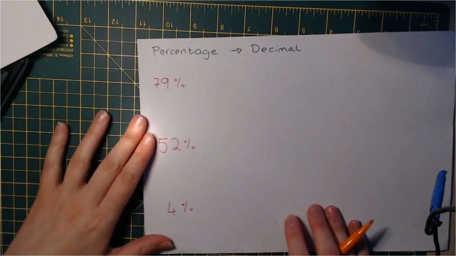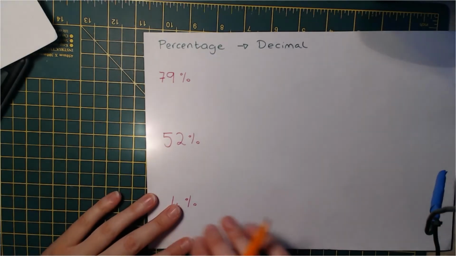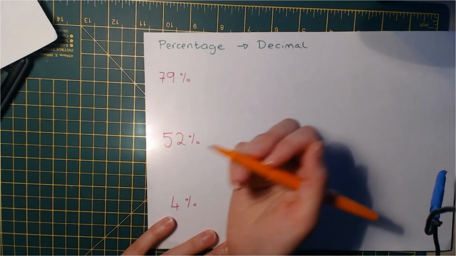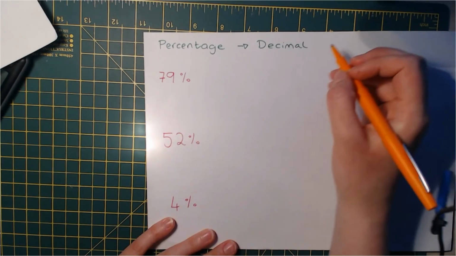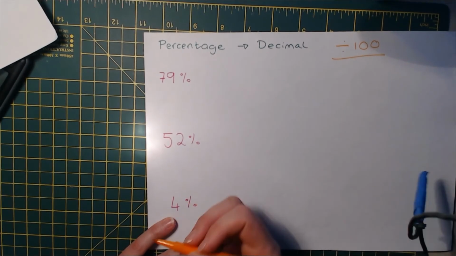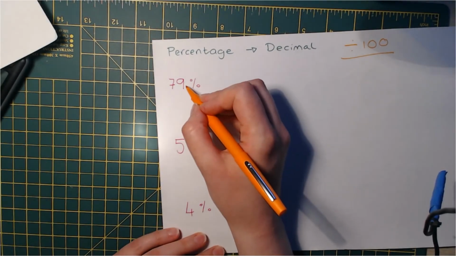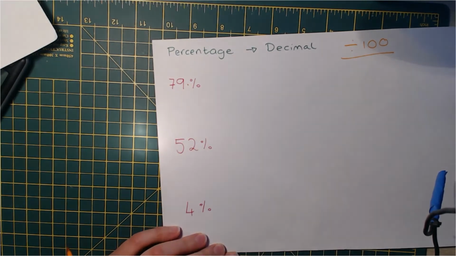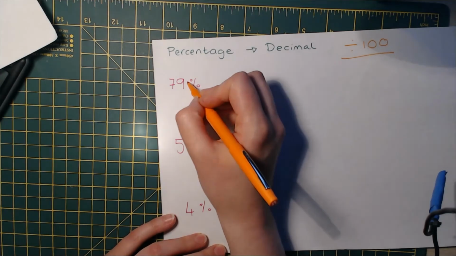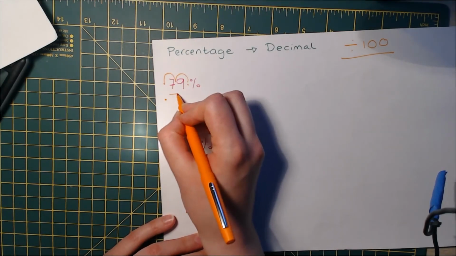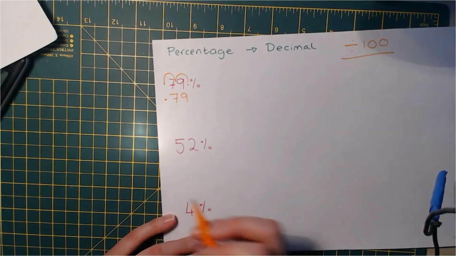Don't want to drag these on all night because I know you want to crack on with the work. This is quite a nice one. It's just the opposite of what we did to get decimal to percentage. So instead of multiplying by 100, we're going to divide by 100. This time, we've got to remember where the decimal is because we can't always see it, but it is there at the end if we can't see it. And we're going to go this way this time. So we're going to get 0.79. And 0.79 is okay.